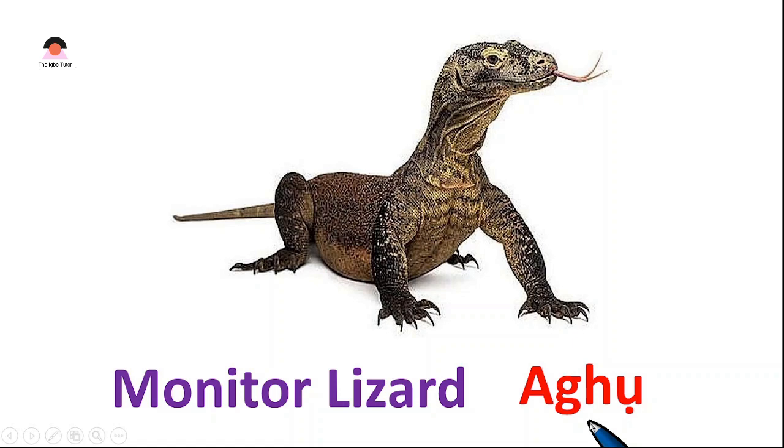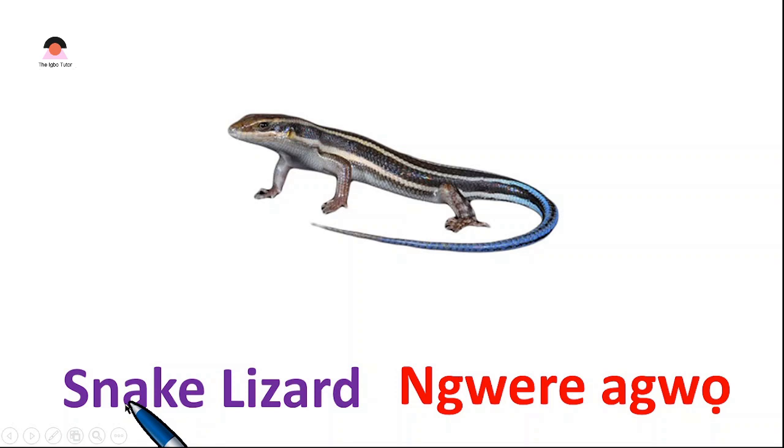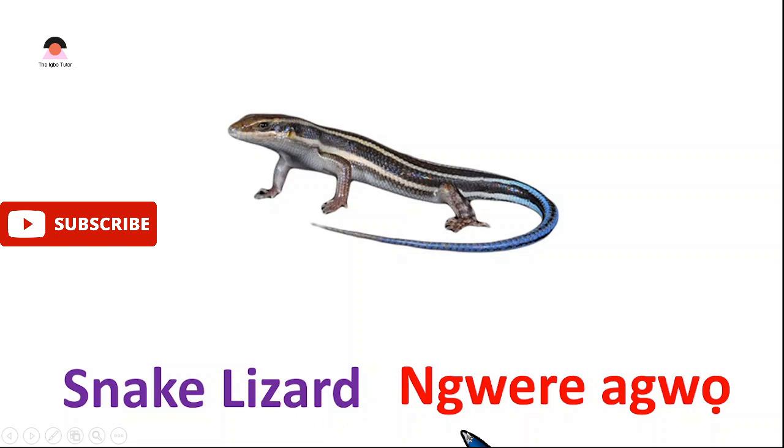So we call it ao. So we move on. And the next is snake lizard. It has a smooth body that looks like snake. Snake lizard. We call it ngwere agwo. Ngwere is lizard generally. So ngwere agwo is snake lizard. Move on from here.